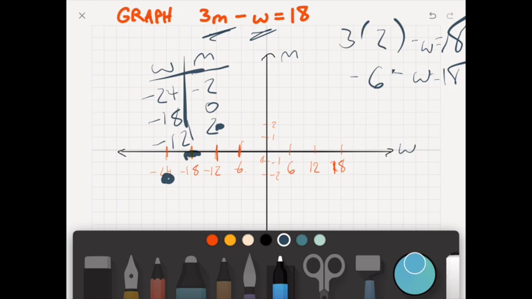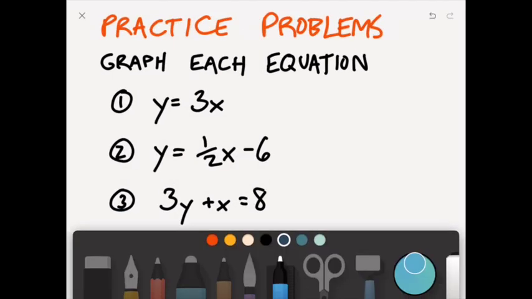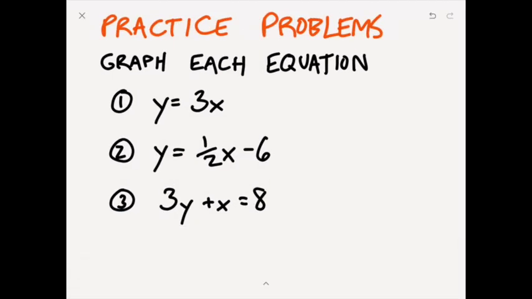I'm going to connect those up with a line the same way I've done before. And I've graphed that equation. Alrighty. So that pretty much covers it as examples. Your last job here is going to be to graph these 3 equations. Make sure you use graph paper, set up good scales, do all that. Good luck.